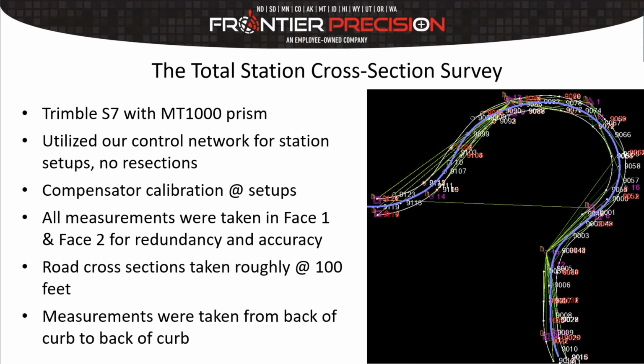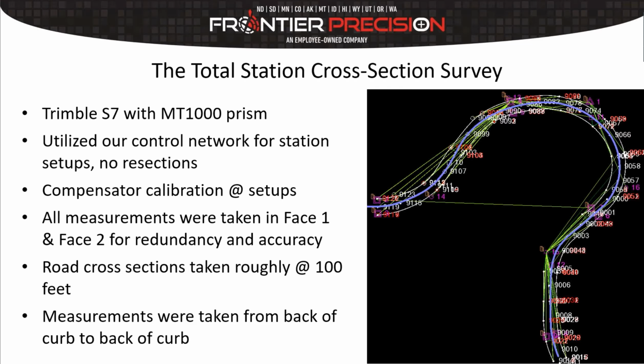And then for added redundancy, or maybe we're just a little too anal about this stuff, we did a compensator calibration at every setup just to make sure that we took any leveling issues out of play. And then all the topography or cross-section measurements we took were done in phase 1 and phase 2. The reason we did that was just for extra redundancy and accuracy, so we didn't have any randomly bad shots in there. If we shot phase 1 and then phase 2 and got an out of tolerance message, we could look at it and say, okay, is it within what we want it to be, or do we want to discard it and do it over?